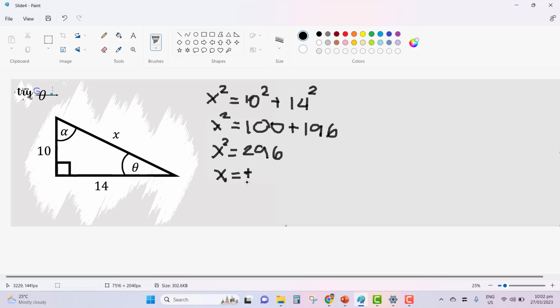It's plus minus the square root of 296, which will give us a result of x is equal to plus minus 2 times the square root of 74. However, since x is a measurement of a side, we will only accept the positive value, x is equal to positive 2 times the square root of 74.